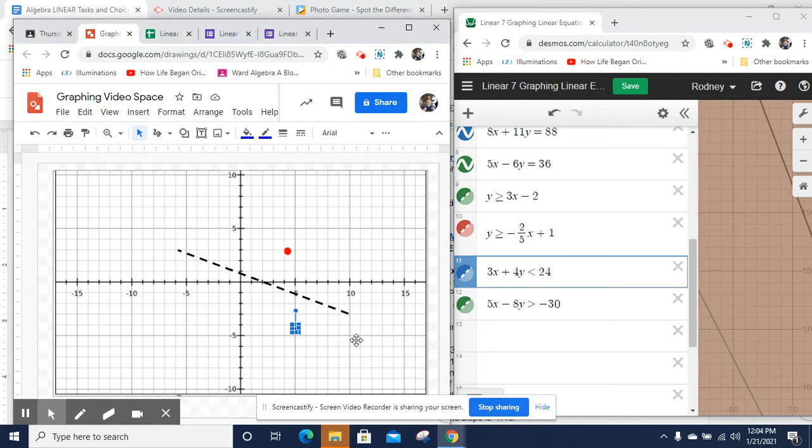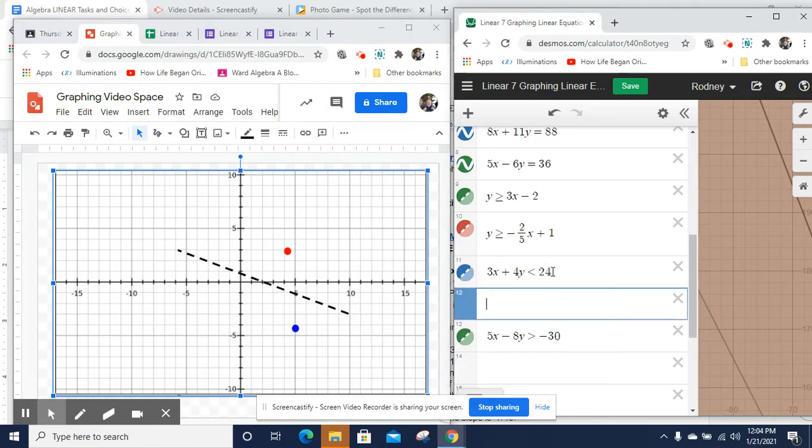So first thing you need to do, we'll deal with this first one, 3x plus 4y is less than 24. First thing you need to do is graph a boundary line for your inequality. And to do that, you're going to need a couple of points. The good thing about the standard form is that you can get a couple of points by finding the X and Y-intercepts. So the X-intercept will be what X is if Y is 0.